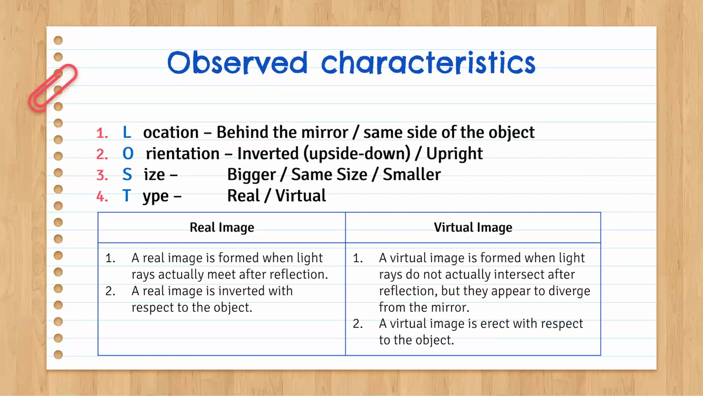But for me, the easiest way to determine if it's real or virtual is that if the location is the same side of the object, then it is a real image. But if the image is shown or projected behind the mirror, then it is most likely a virtual image. You can also look at the orientation to determine if it's a real or virtual image. An inverted image is usually a real image, while an upright image is a virtual image.